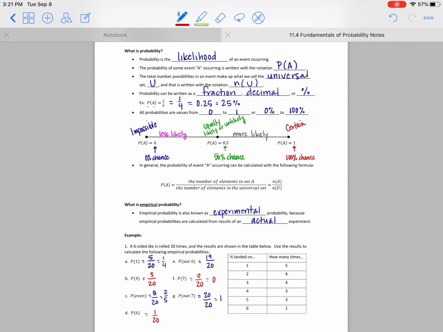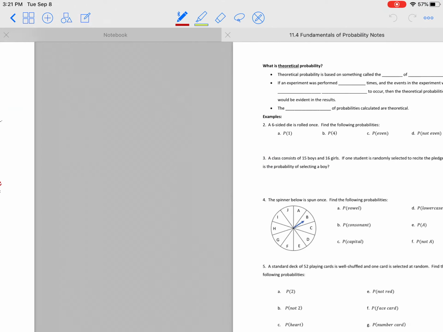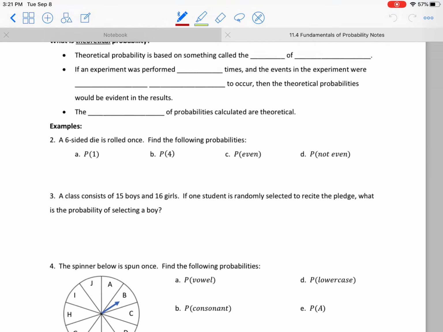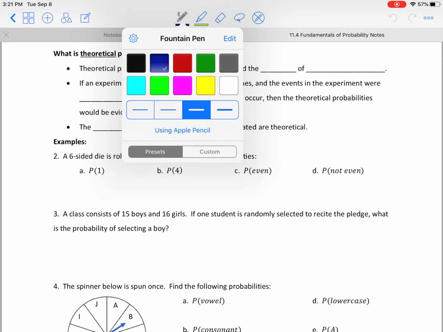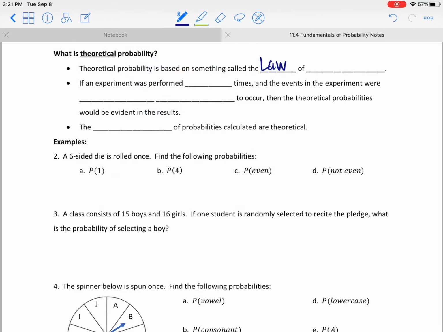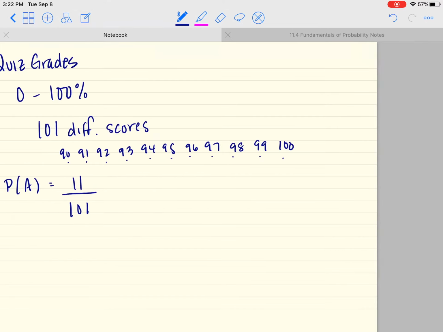Now we can only use theoretical probability when the events are equally likely to occur. And the theoretical probability is based off of something that we call the law of large numbers. The law of large numbers, okay? What does that mean? Well, it's like I said a little while ago. Let me go here for a second.